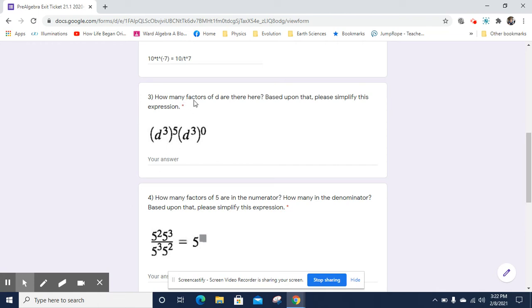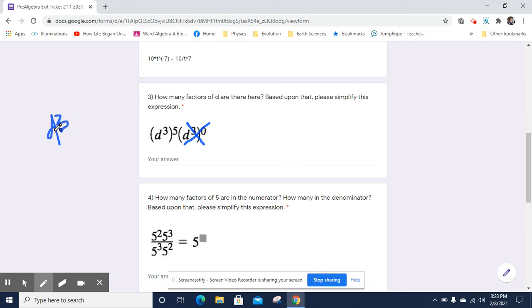How many factors of d are there here? Number 3. And based on that, please simplify this expression. Over here, I'm using d to the third as a factor 0 times. So who cares about that anymore? That's just going to be no factors of d. Here I'm using d to the third 5 times.